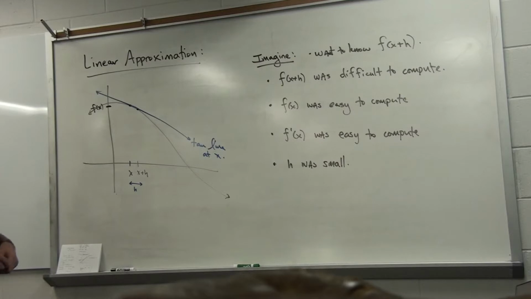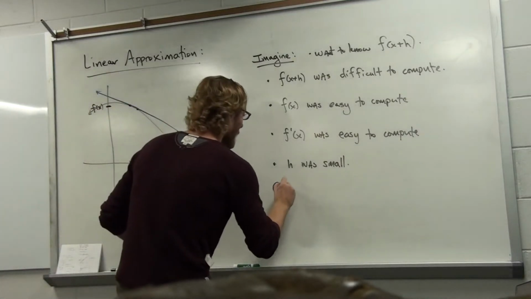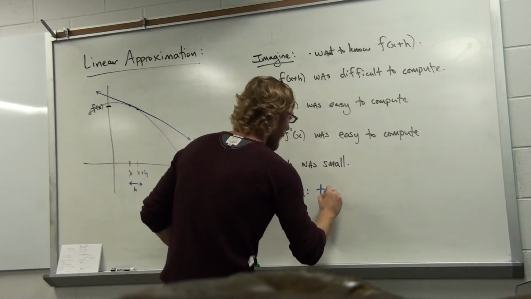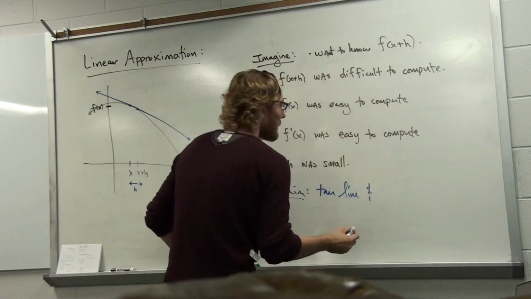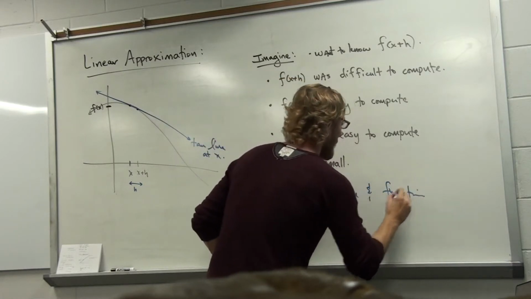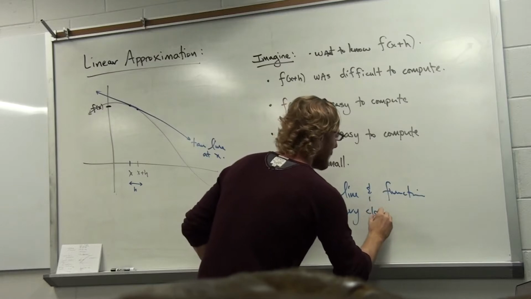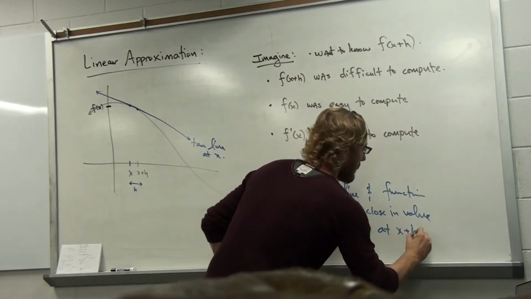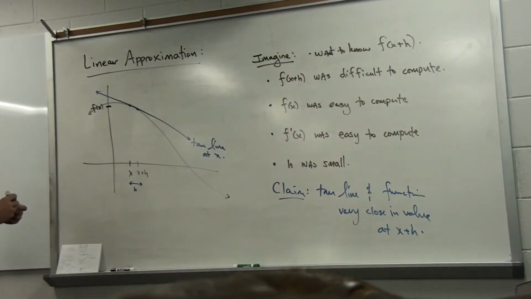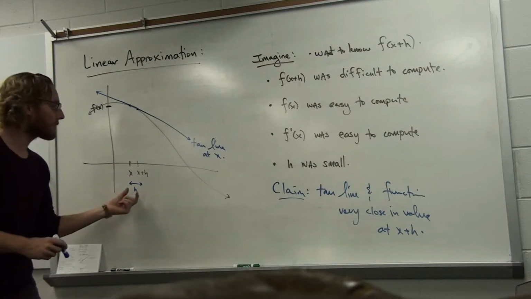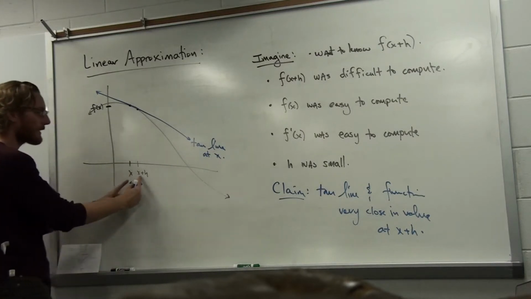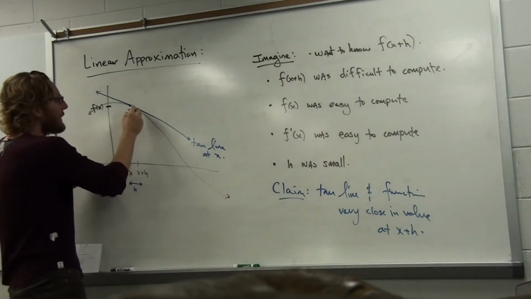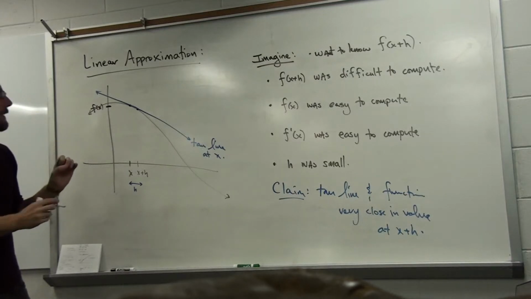Well, here's the thing to think about. My claim is that the tangent line and the function are very close in value at x plus h. Because h is small, because our point at x plus h is close to our point at x, the tangent line is only going to be different from our function a little bit. Take a look at this.